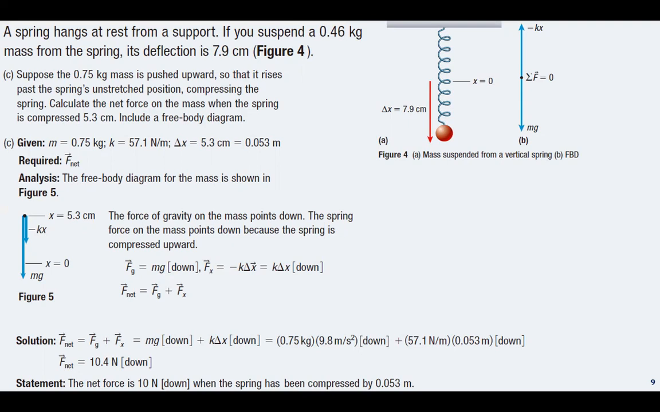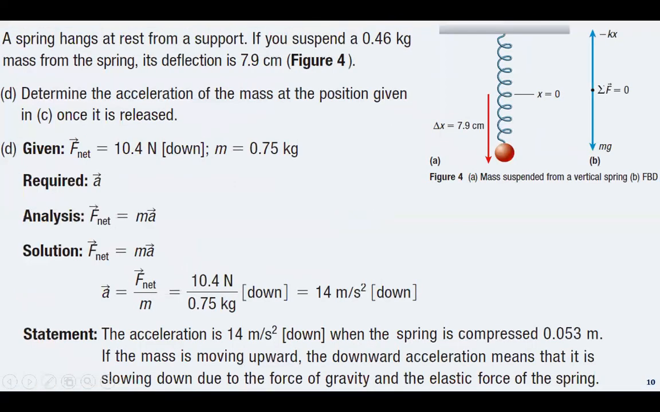Therefore, the net force is 10.4 newtons. Direction is down. So the net force is 10 newtons down when the spring has been compressed by 0.053 meters. Okay, so question D.